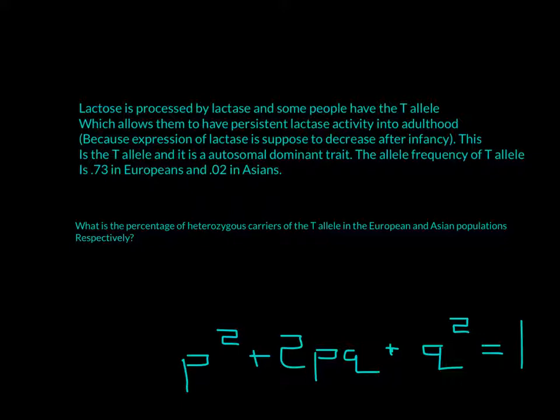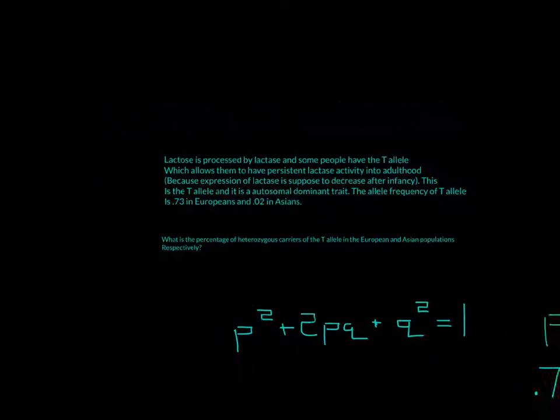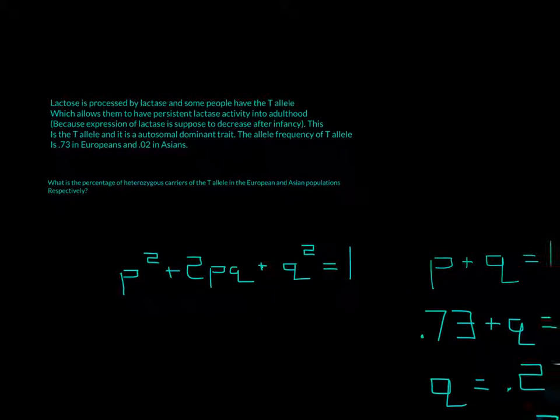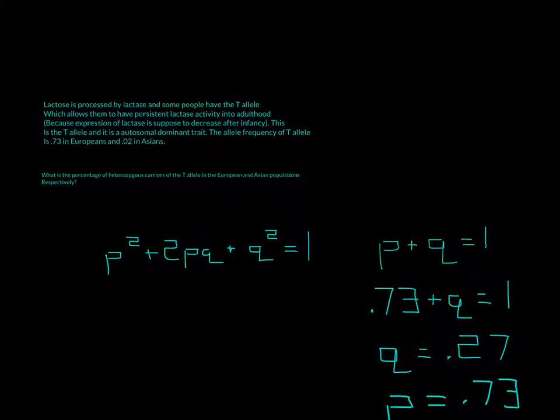And so the other information they gave us is the allele frequency for the T allele is 0.73 in Europeans and 0.02 in Asians. So the actual question is, what is the percentage of heterozygous carriers of the T allele in the European and Asian populations respectively? So we have to first just write down what we know, right? So we can write down our two formulas. So p squared plus 2pq plus q squared equals 1, and then p plus q equals 1.